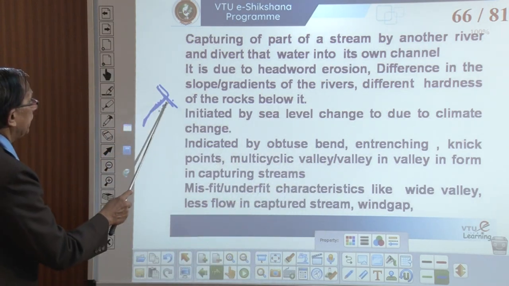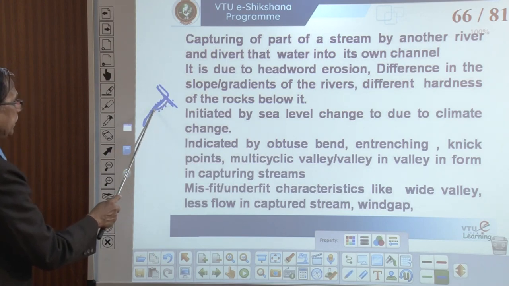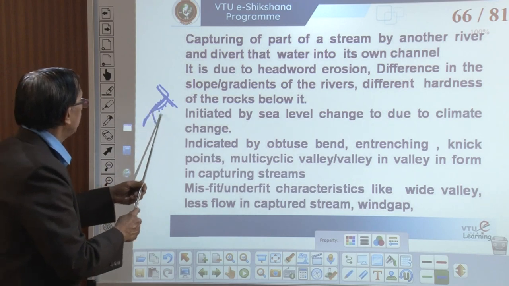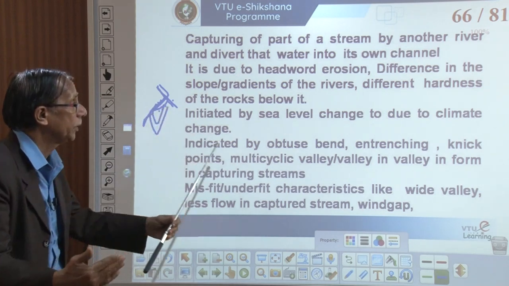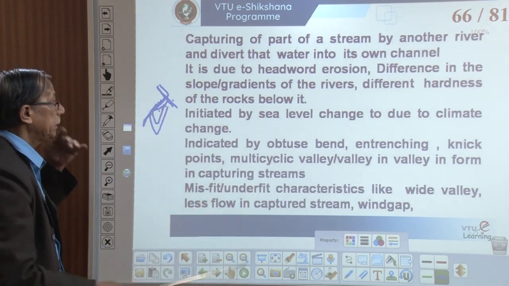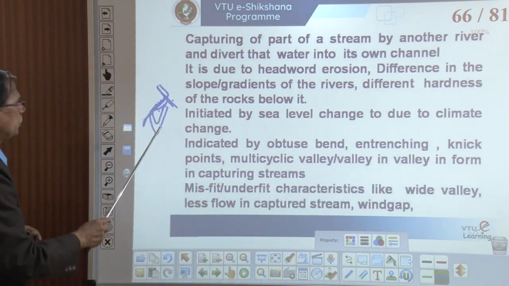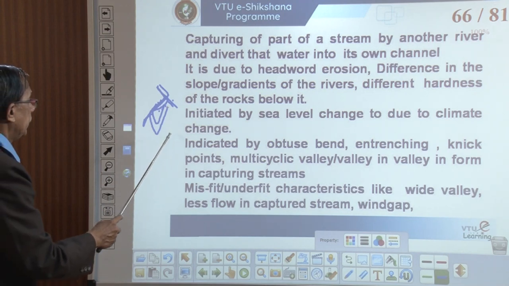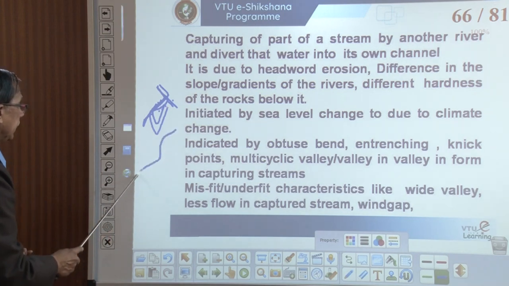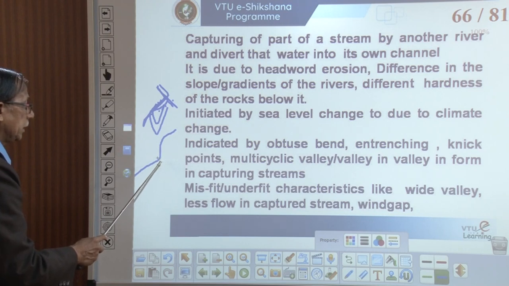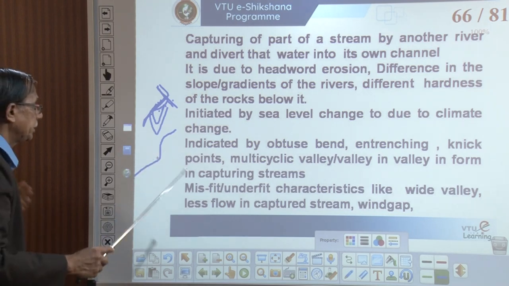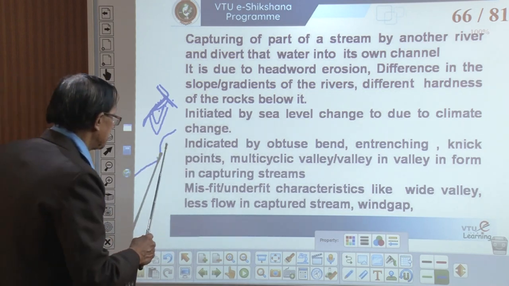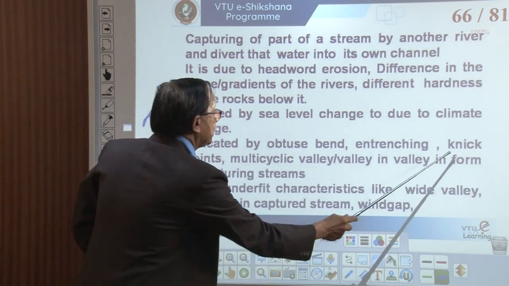Entrenching: once the additional water starts flowing here, the existing valley may not be adequate. Therefore, they have to cut deeper to accommodate the additional water. That is entrenching. In the process, there is a nick point, that is, there may be in the river some sudden change. Additional water comes, additional entrenching, additional erosion and waterfalls, or a sudden change in the gradient, we call nick points.